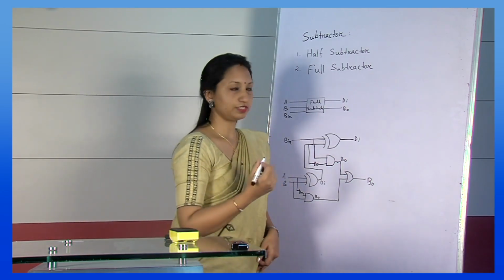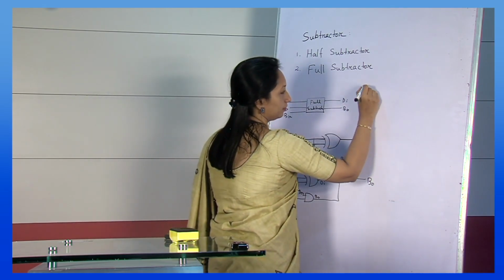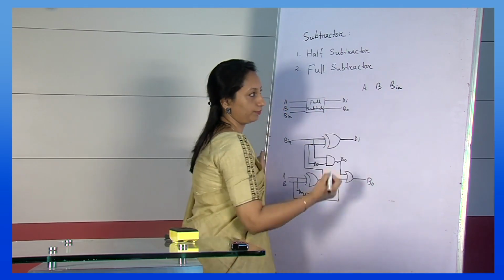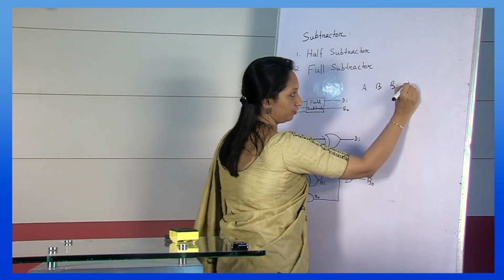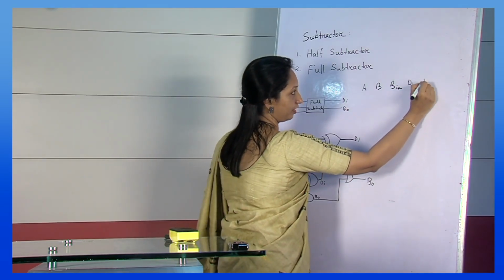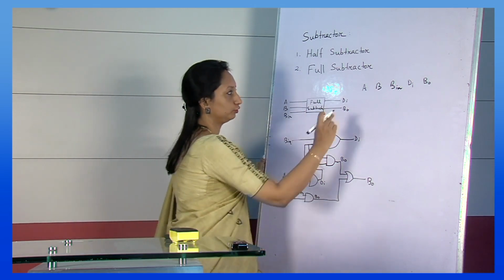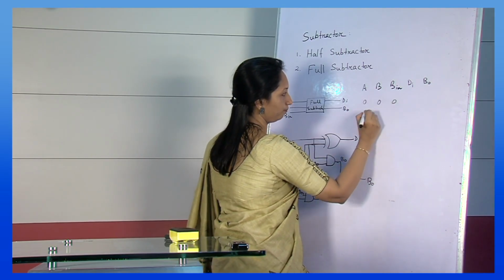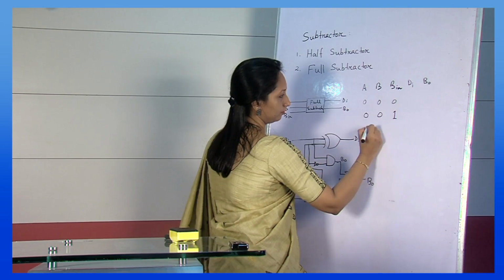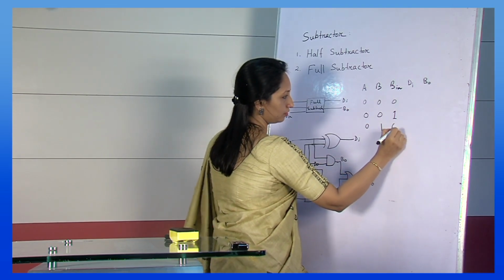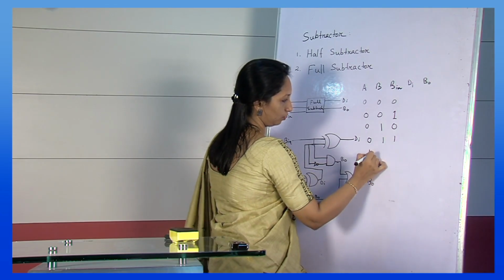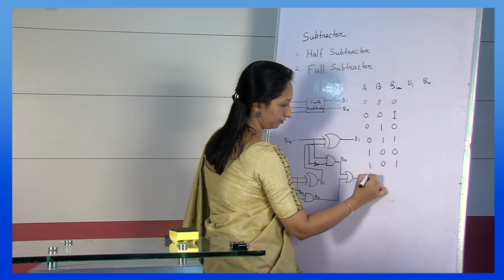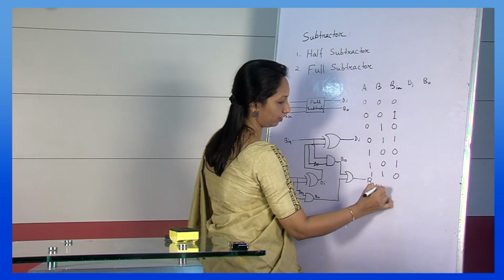Now let us see the truth table for the full subtractor. There are 3 inputs, that is A, B and the borrow input. That means it is the borrow of the previous stage. And the 2 outputs, that is Di, difference, and the borrow output. So for the 3 inputs, the 8 possible combinations are 0 0 0, 0 0 1, 0 1 0, 0 1 1, 1 0 0, 1 0 1, 1 1 0 and 1 1 1.